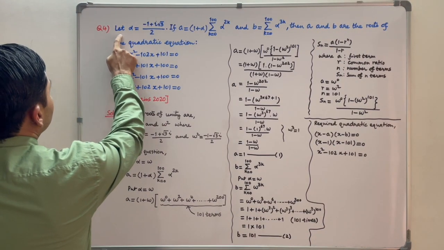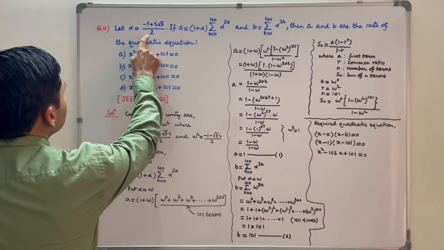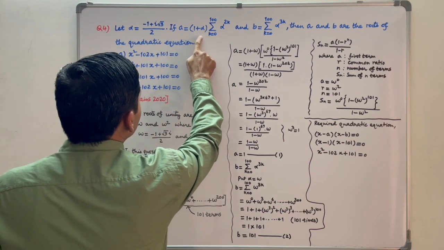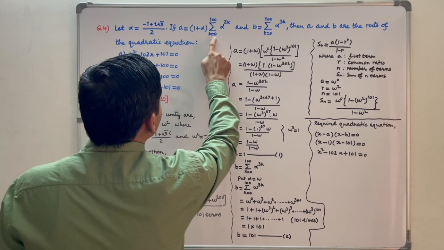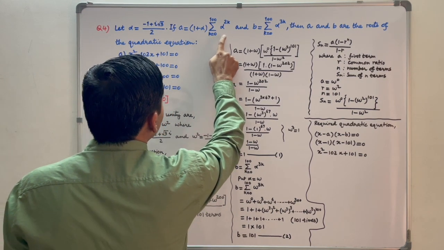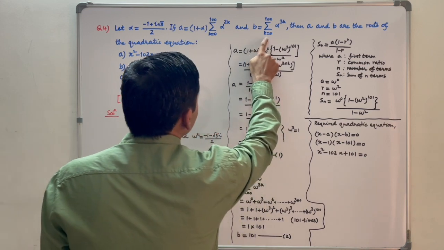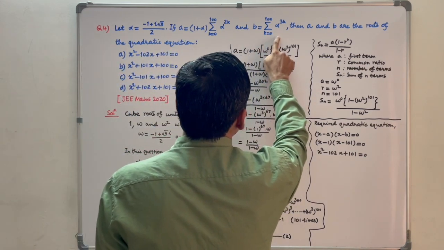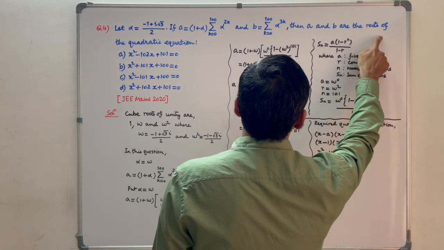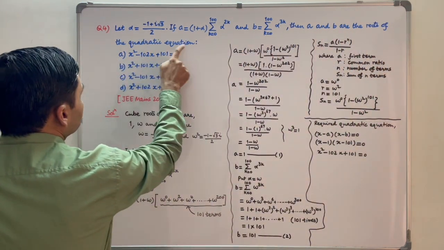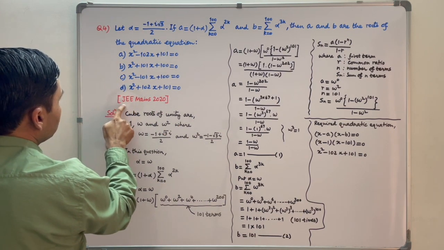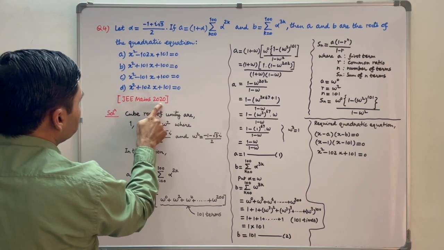Fourth question. Let alpha is equal to (minus 1 plus i root 3) by 2. If a is equal to (1 plus alpha) into summation of alpha to power 2k where k is 0 to 100, and b is equal to summation of alpha to power 3k where k is 0 to 100, then a and b are the roots of the quadratic equation. These are the options given. This question was asked in JEE Mains 2020.